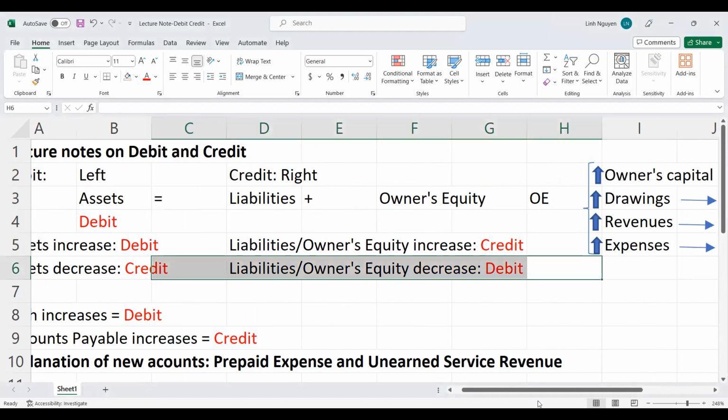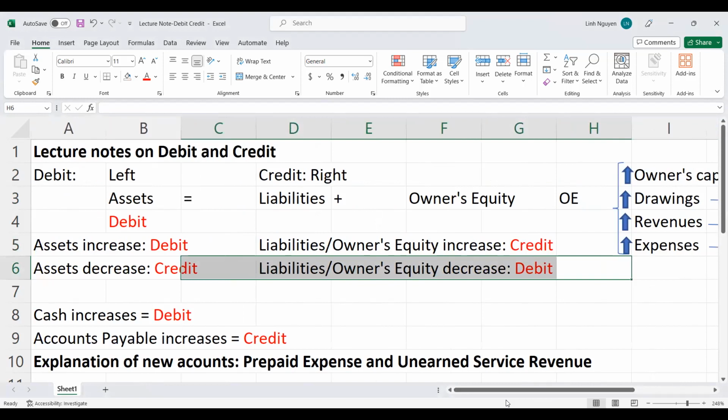All right, so we just understood that debit and credit means direction. And then we remember the accounting equation: assets equal to liabilities plus owner's equity. What is on the left side, when it increases, we debit. What is on the right side, when it increases, we credit. When assets decrease, the opposite will be credit. When liability and owner's equity decrease, the opposite of credit would be debit.